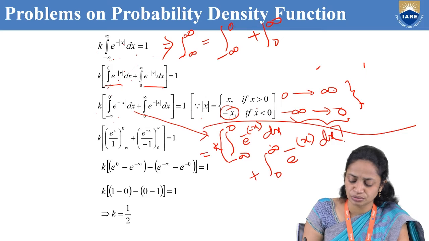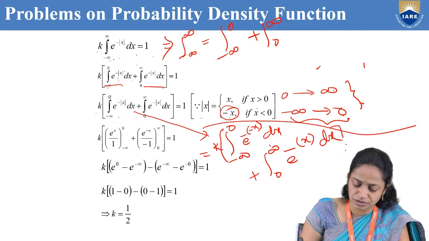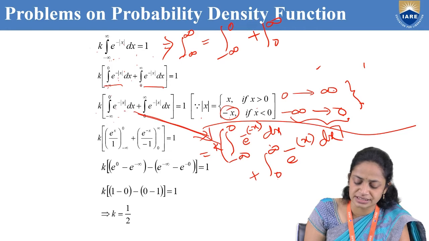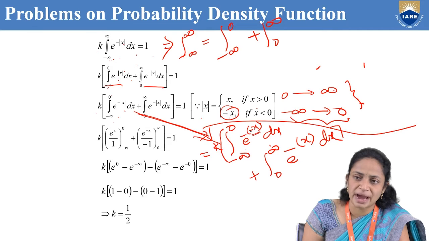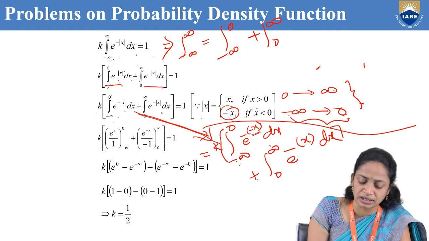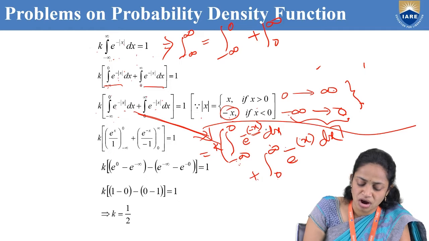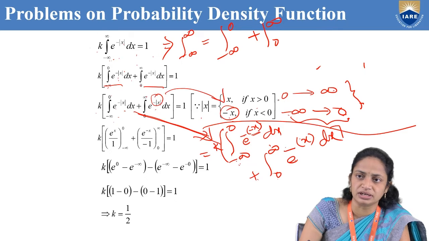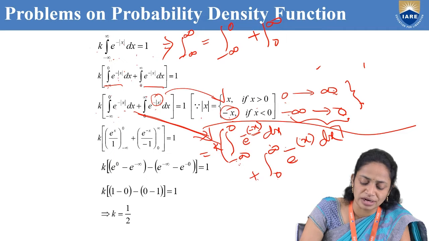Okay, so k times the integration over minus infinity to 0 can be written as k times the integral from minus infinity to 0 of e power minus of minus x, because modulus of x equals minus x where the limits are minus infinity to 0. Plus the integration over 0 to infinity of e power minus modulus of x, whose value is x, because the limits are 0 to infinity. If the limits are 0 to infinity, then modulus of x is x. So that's why I am writing x here.